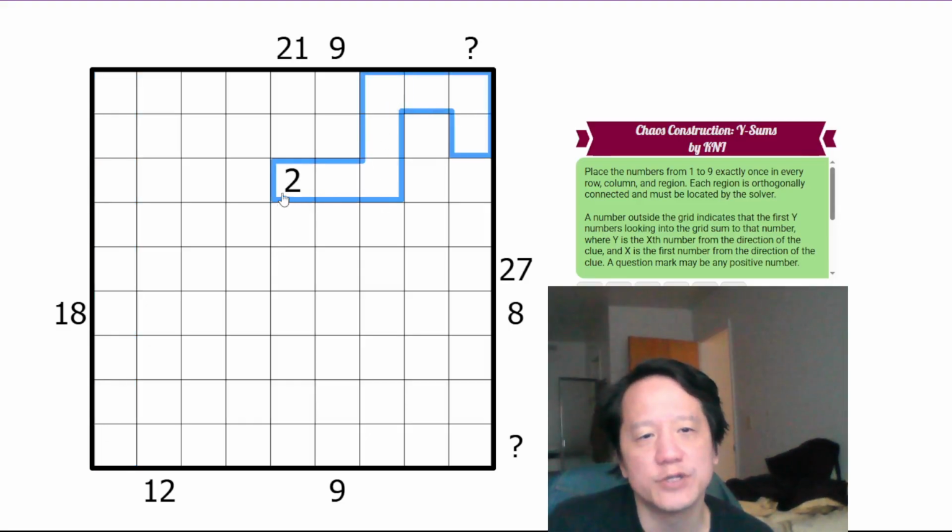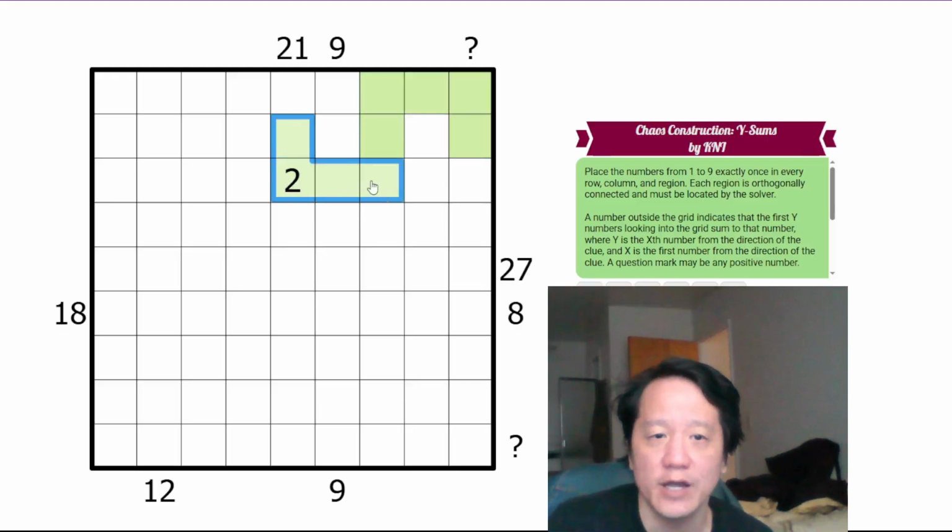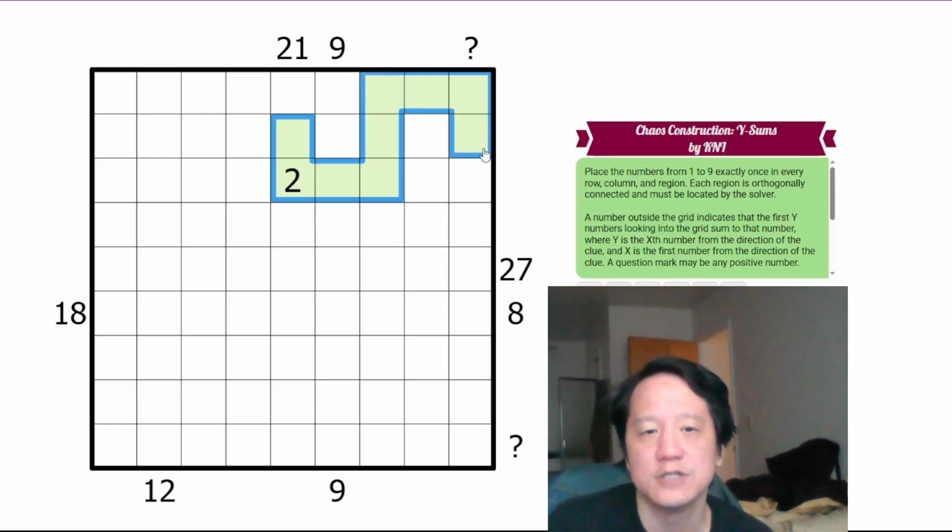So what is an orthogonally connected region? It would be something like this, where you can go from any cell in the region to any other cell in the region just by going through edges, all while staying within the region. So for example, to get from here to here, you just go through these edges here, and it would stay within the region all the way through.